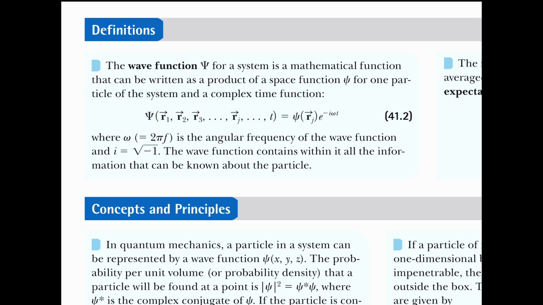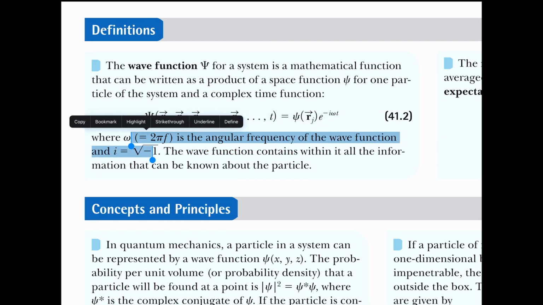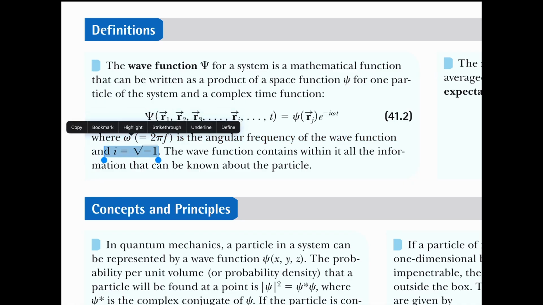This looks kind of weird. Why are there so many dots here? I have not seen a function like this before. This is strange. And they give you some definitions like this. Omega is equal to 2πf, the angular frequency of a wave function, and i is equal to the square root of minus 1. So this i is the imaginary number. Normally, if you plug in the square root of negative numbers in your calculator, it gives you an error.